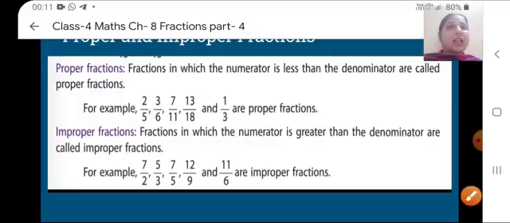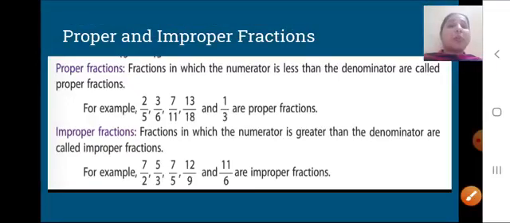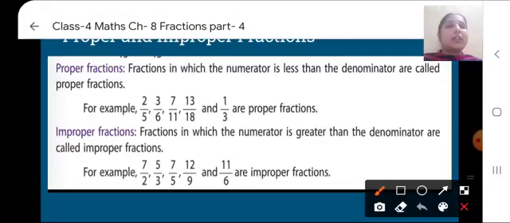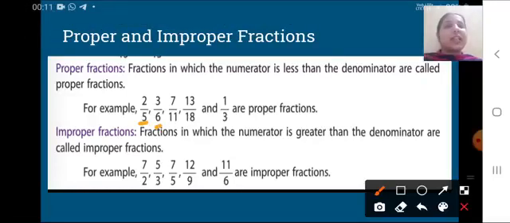Understand? Now just see children, proper fractions. Now what are proper fractions? Proper fractions are those in which the numerator is less than the denominator. For example, you can see here 2 upon 5, 3 upon 6, 7 upon 11, 13 upon 18 and 1 upon 3. These are some of the examples. So what do you see there? The numerator is smaller than the denominator.